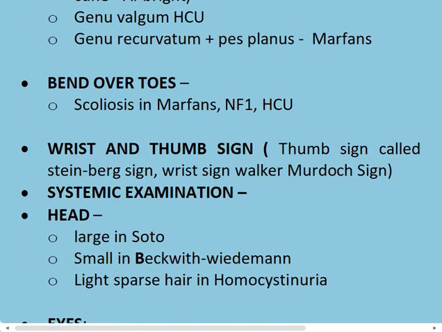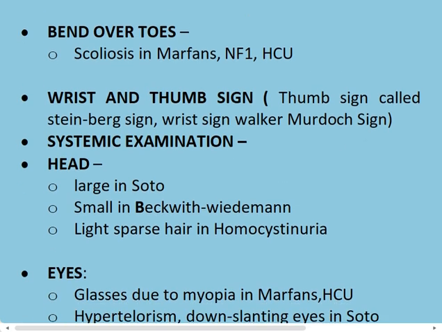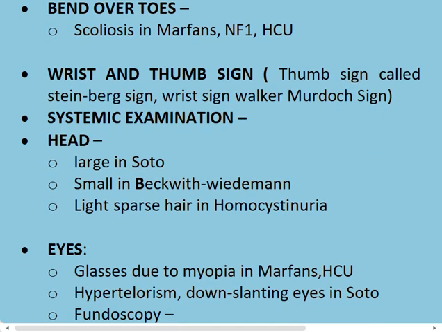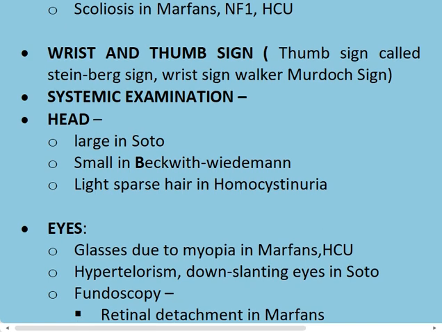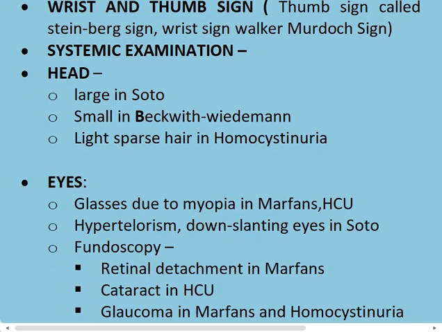Then systemic examination. You do it from head to toe. Head is large in Sotos syndrome and small in Beckwith-Wiedemann syndrome. Then eyes, glasses due to myopia in Marfan syndrome and homocystinuria. The dislocation of lens in Marfan is upward and in homocystinuria is downward. You can memorize it because Marfan is a moon and moon is up. So lens dislocates upwards in Marfan, and in homocystinuria, H is hell, H is downward. Then hypertelorism, downward slanting eyes in Sotos syndrome.